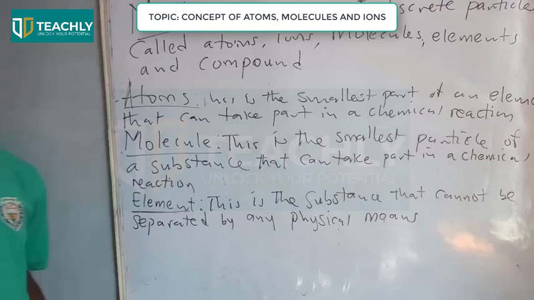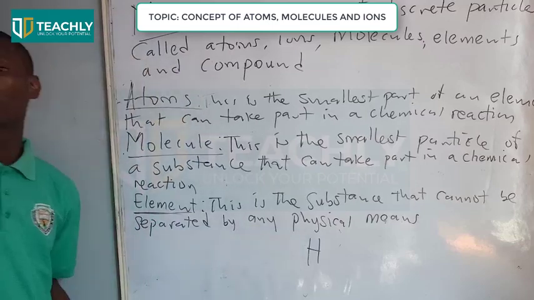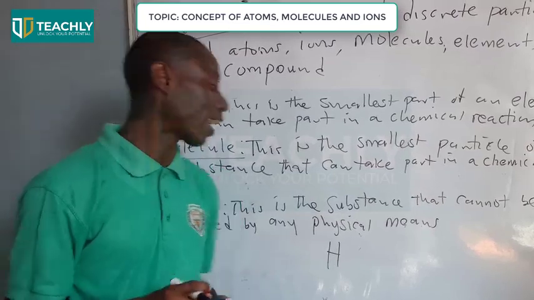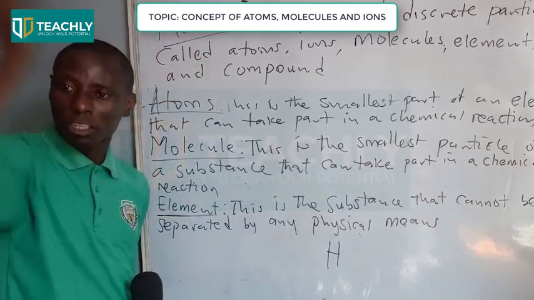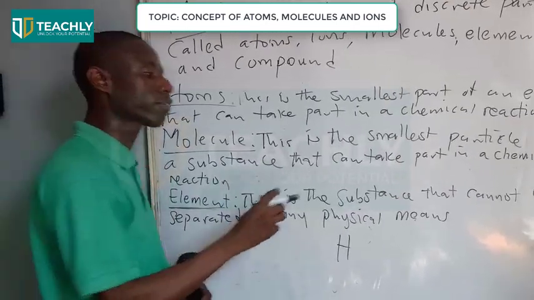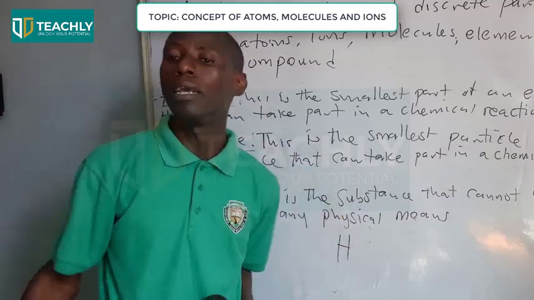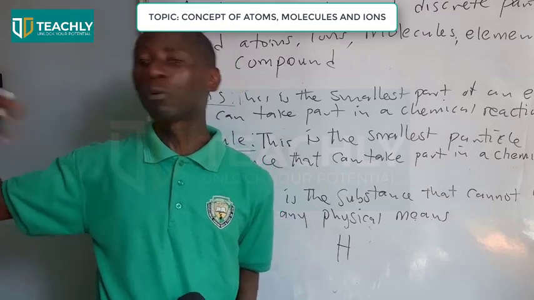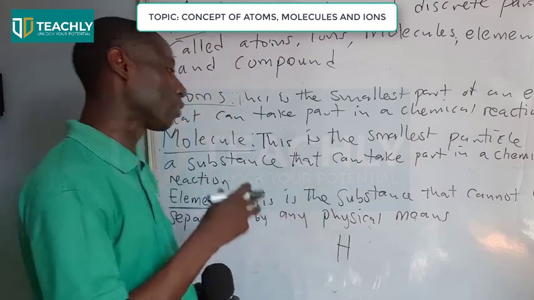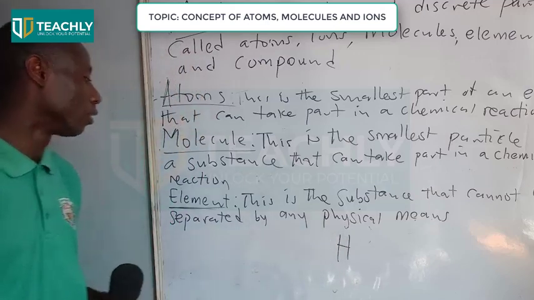Let me give you an example now. Let's look at this. If I say hydrogen, hydrogen generally is a kind of what? Of element. And when you look at hydrogen as an element, there is no way you can say, okay, let me split this hydrogen. You cannot split it. You cannot separate it. Generally, any substance that you cannot separate by any other means, maybe a chemical process or other method, maybe by division or heating, those ones you cannot use. Once you cannot use a physical means to separate any substance, that thing is referred to as an element.